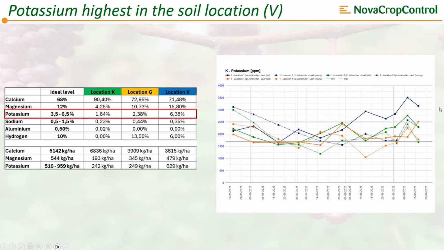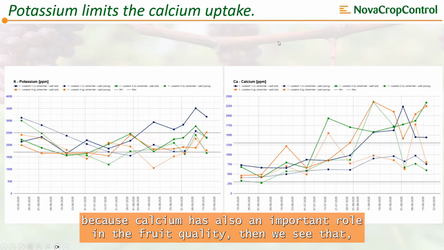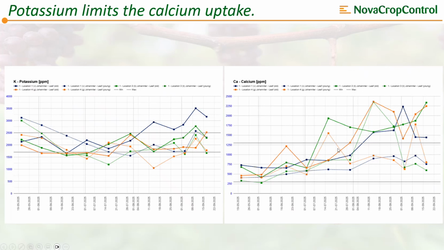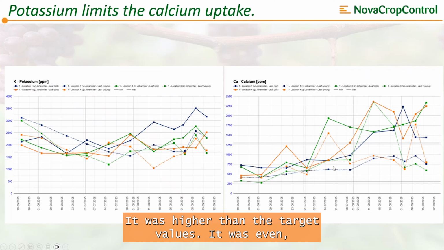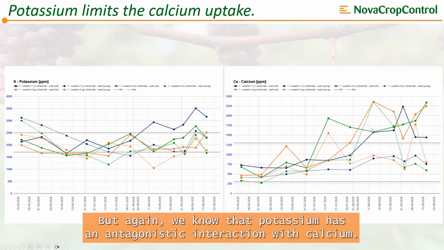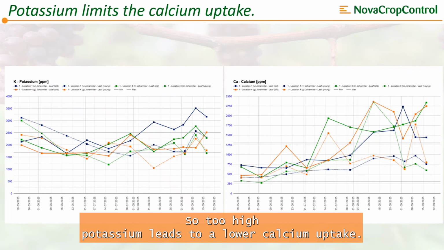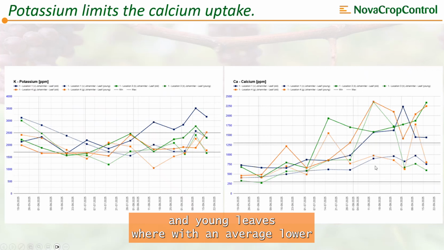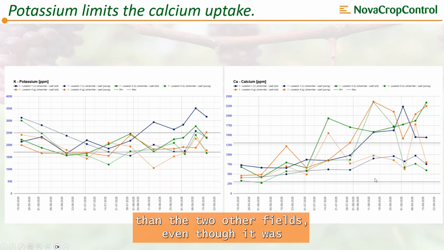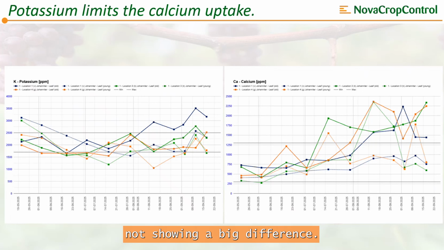Now, if we look at the calcium uptake, because calcium also has an important role in fruit quality, there we see that the overall calcium uptake was good. It was higher than the target values. It was even above the target values. But again, we know that potassium has an antagonistic interaction with calcium. So too high potassium leads to a lower calcium uptake. And as you see, the overall calcium uptake, especially in old leaves and young leaves, was on average lower than the two other fields, even though it did not show a big difference.